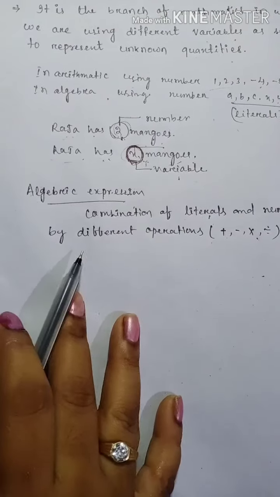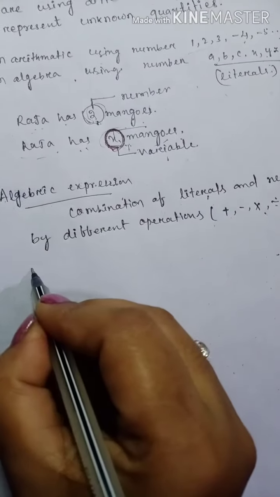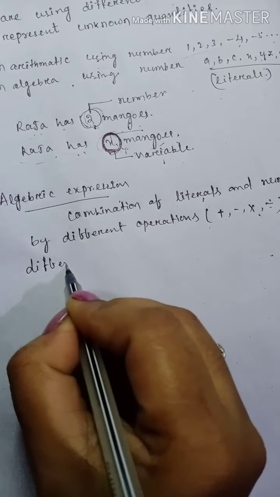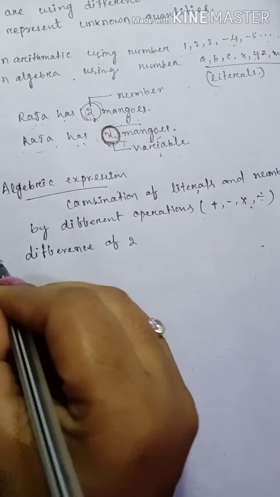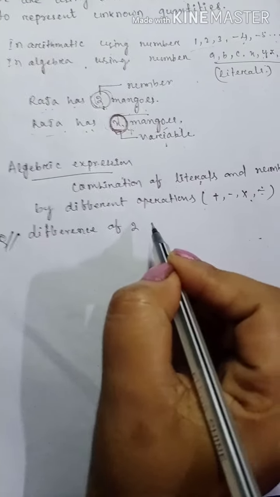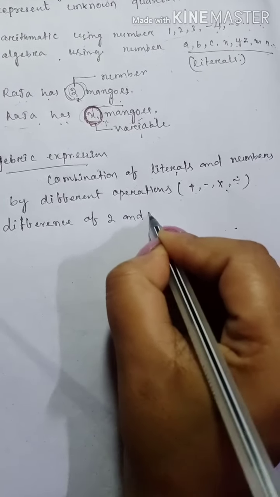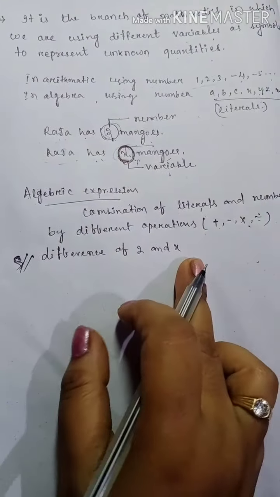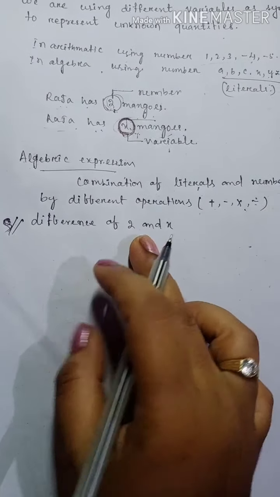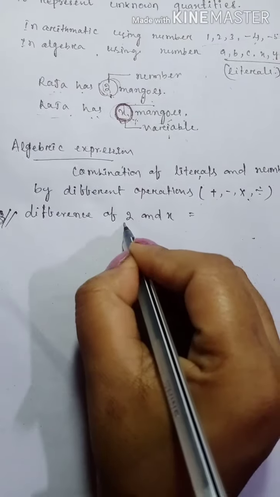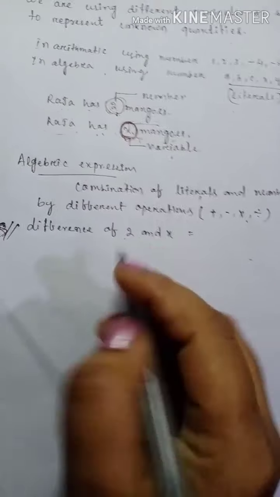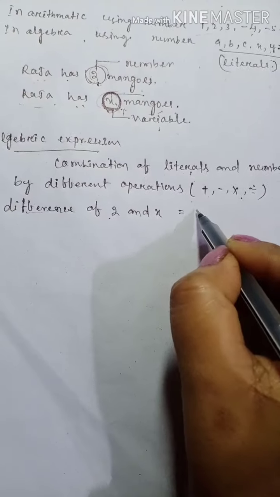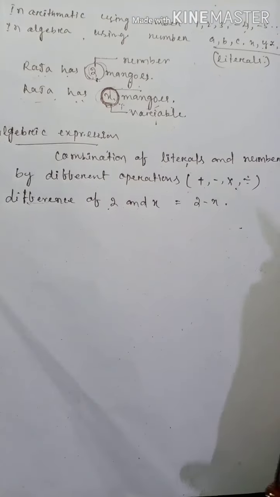Clear? So let's take some examples. If the question is, difference of 2 and x. This is the statement. From this statement we have to form an algebraic expression. Difference of 2 and x. What do you mean by difference? Difference means minus. 2 minus x. Okay.